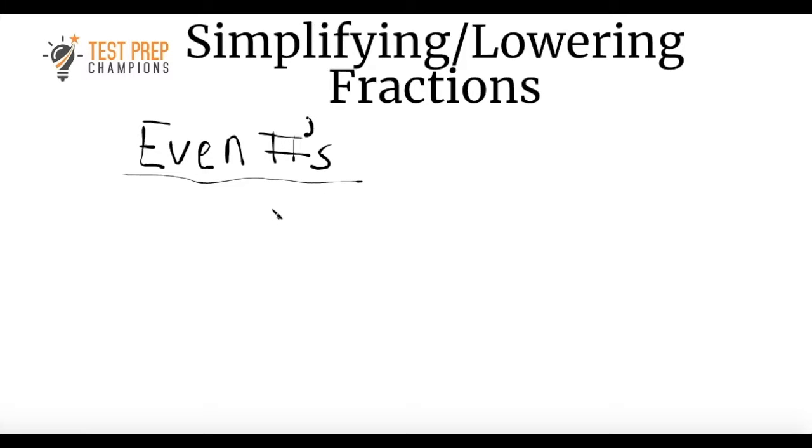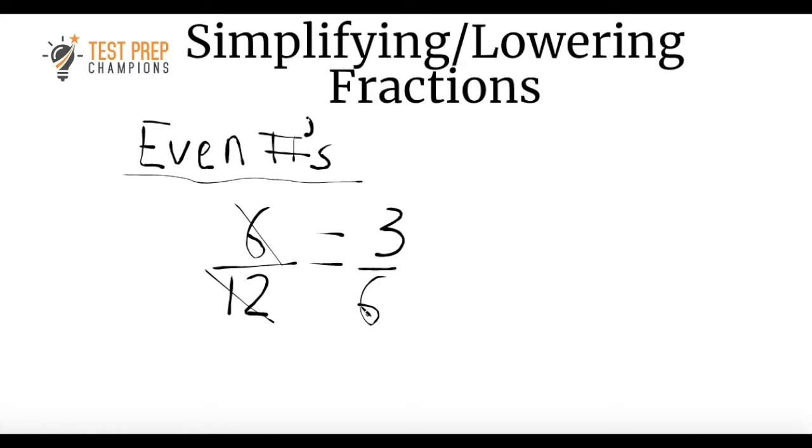Alright, so let me show you what I mean by that. So let's say that you've got 6 over 12. Now, like I said, this isn't the most effective or fastest way to do this, but this will always work for even numbers. Now you could divide both of these by 2. So 6 divided by 2 gives us 3, and 12 divided by 2 gives us 6. We're now down to 3 over 6.